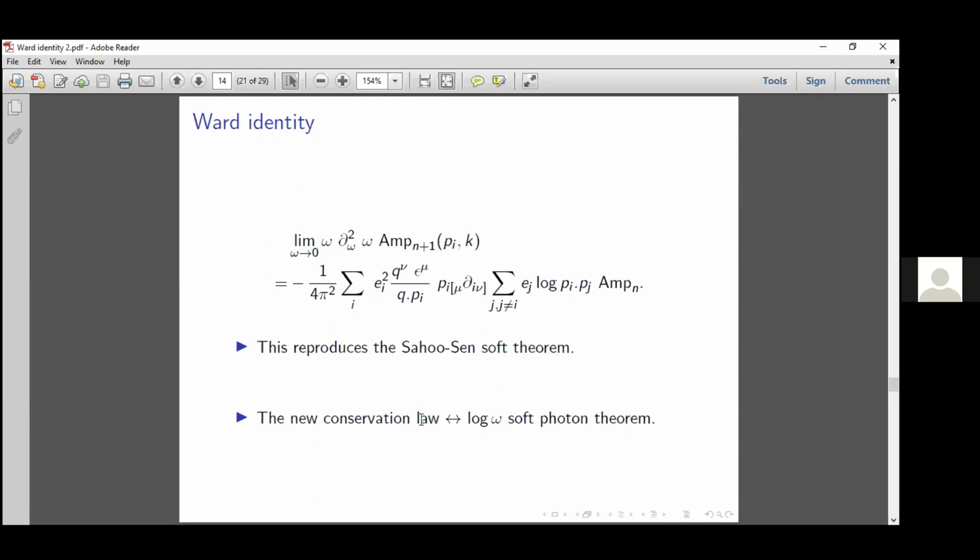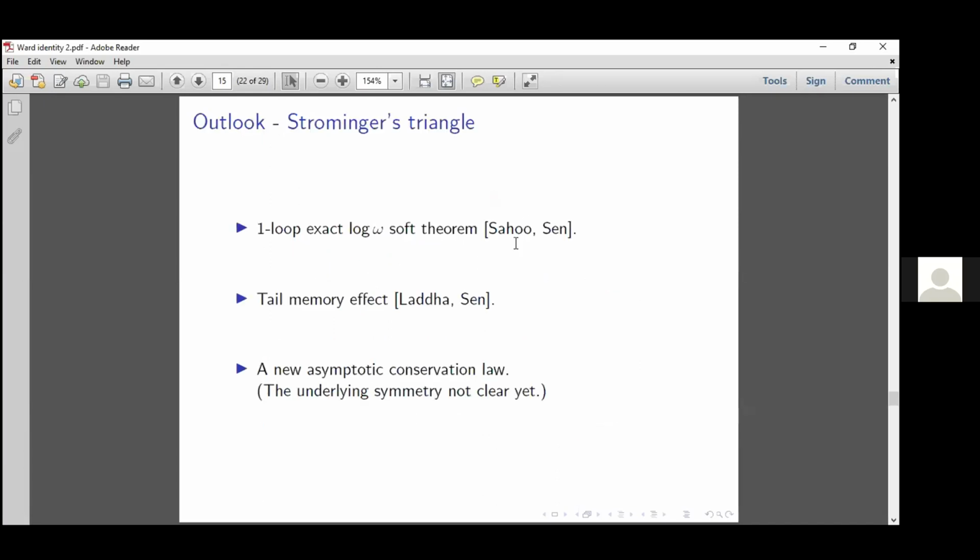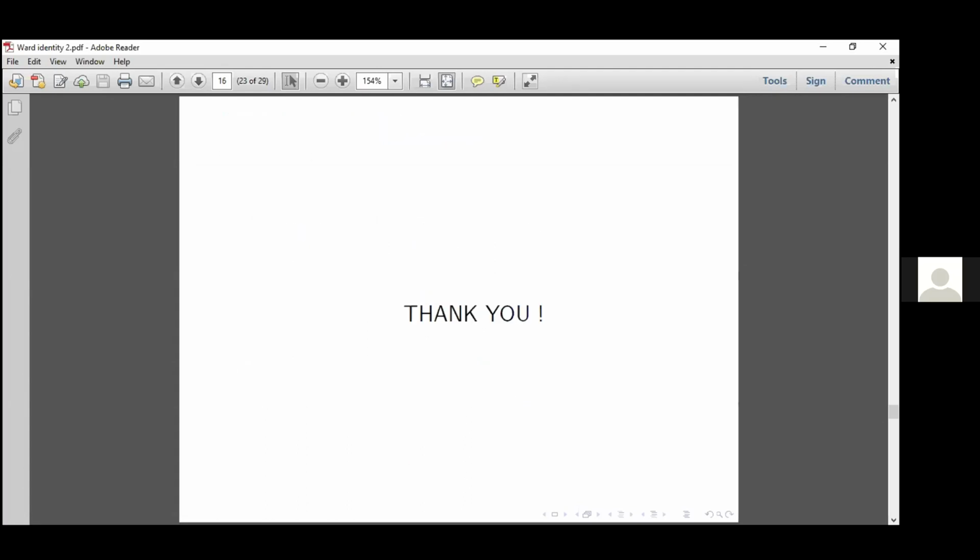So the conclusion is that the new asymptotic conservation law that we described is really equivalent to the log omega soft photon theorem. Okay. So at one loop level also we have a one loop exact log omega soft photon theorem, and the memory was described by Ladda and Sen. And the third corner, that is the asymptotic symmetry underlying this soft photon theorem, is still in progress. As a first step, we derived the asymptotic conservation law that is related to our photon theorem, but the underlying symmetry, these charges, is not clear yet. Okay, so thank you all.